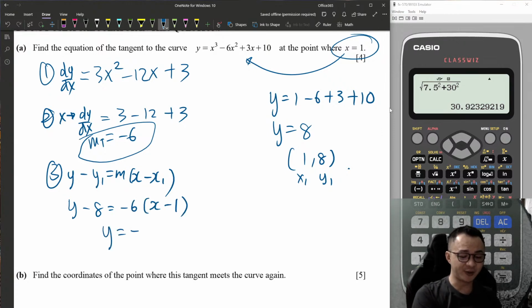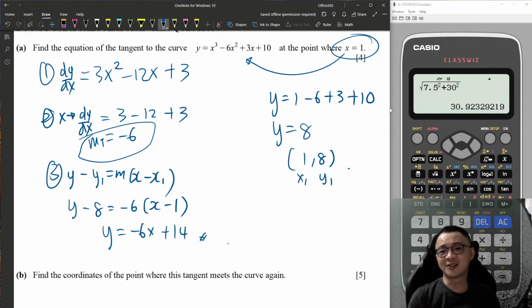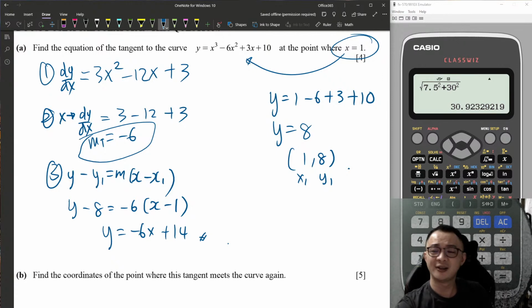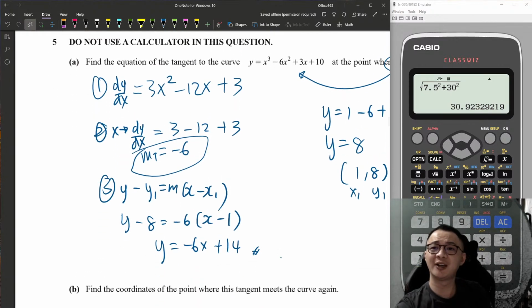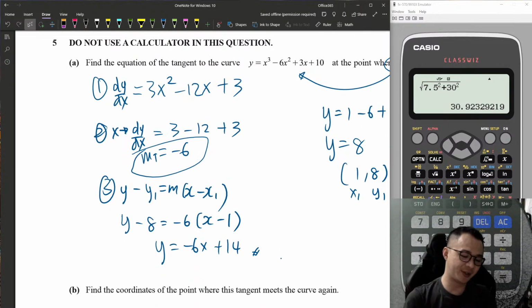Solving this equation, I got the answer: y equals negative 6x plus 14. Done. This is the so-called equation of tangent. If you got it, it should be very easy to get. If you don't get it, it might be troublesome for you. Okay, so far I hope it's okay because it's very straightforward.